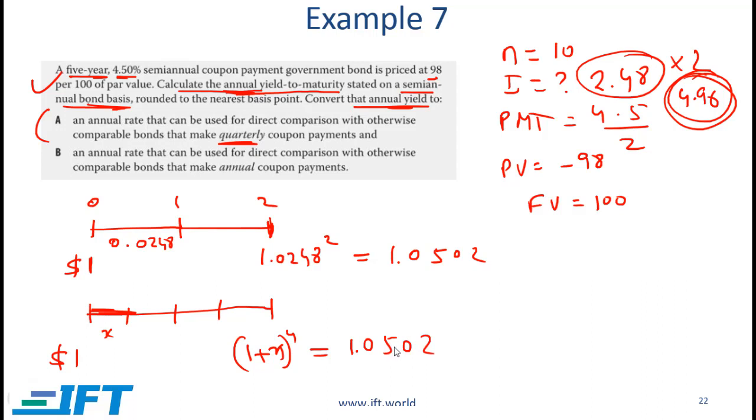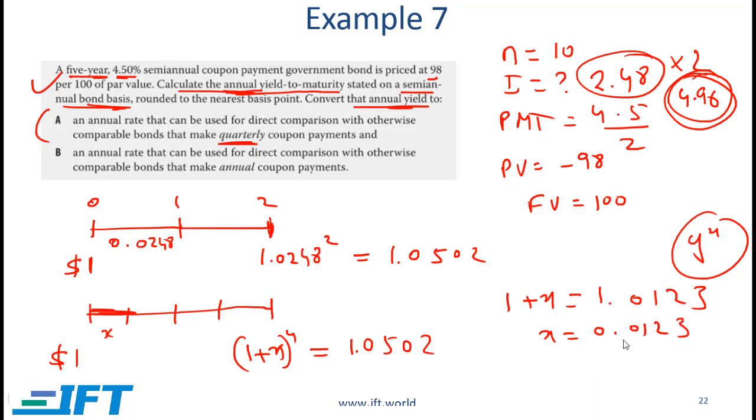Now you can do the maths. Just take the 4th root of this and the 4th root of this, and what you will then have is 1 plus X is equal to 1.0123. In case you don't know how to do the 4th root on your calculator, there will be a y to the power of x. Just plug in 0.25 for x. This means that x is equal to 0.0123, and the interpretation is that the rate for 1 quarter is 1.23%.